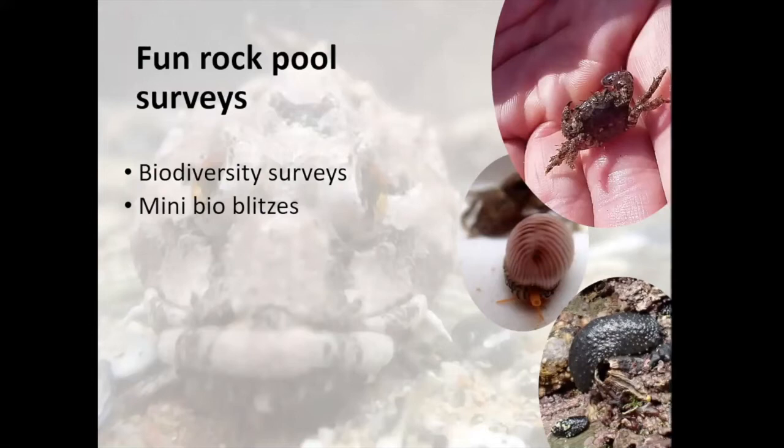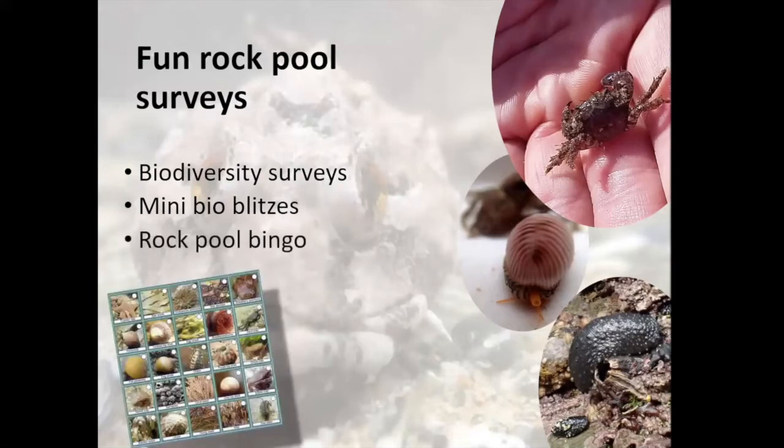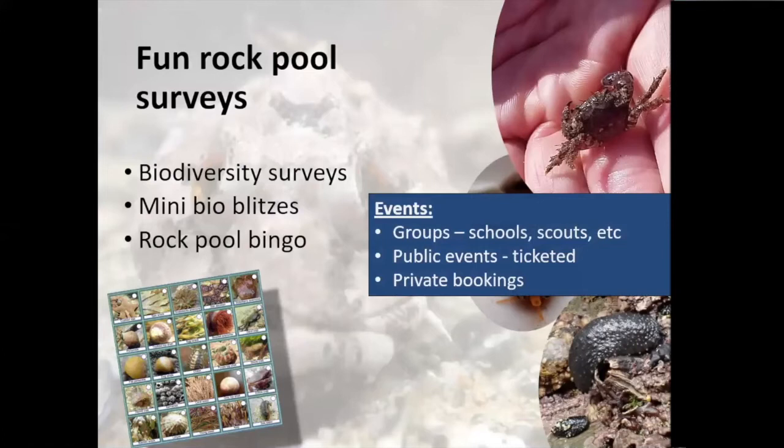We also do mini bio blitzes, so these don't really give us the kind of information that I would need to produce the kind of maps I've just been showing. They are just free-form, so get out there and see what you can find. But they are still valuable data in some ways, in that they can highlight if new invasive species have arrived, that kind of thing. And for the youngest children, below the ages of 8 or 9, we also have rock pool bingo. So we have ways of getting the youngest children involved as well. Hopefully, they'll continue to get involved in the stuff that we do in the future.